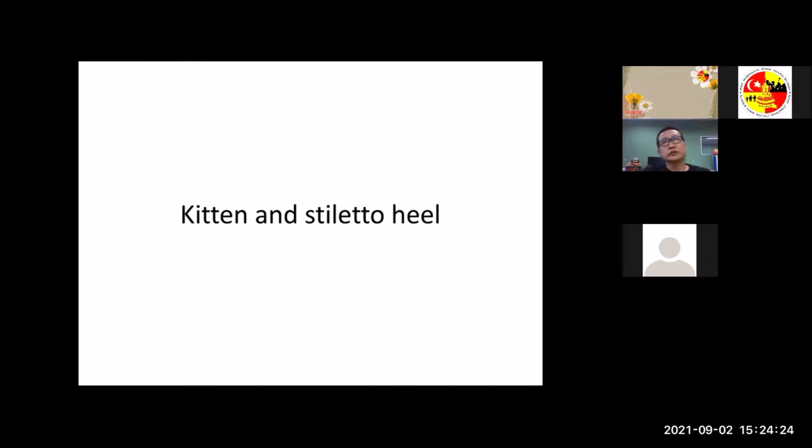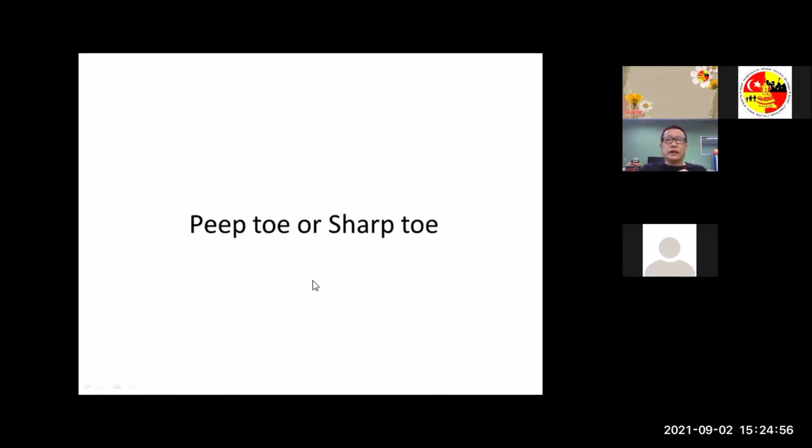Now we come to what type of shoe to choose that will look more slim and taller. This is for our ladies. You should choose a hidden or stiletto heel, and your legs will look longer. The second one is a peep toe or a sharp toe, so the leg and the shoe will look like a straight line.